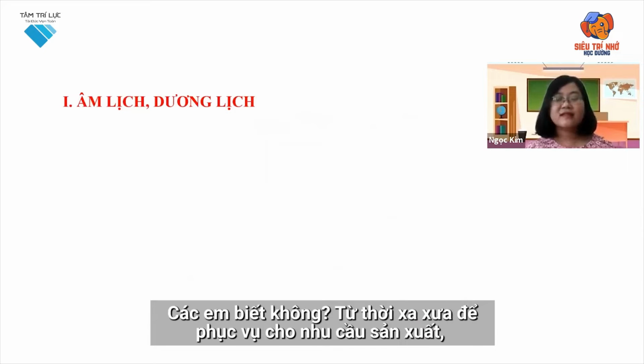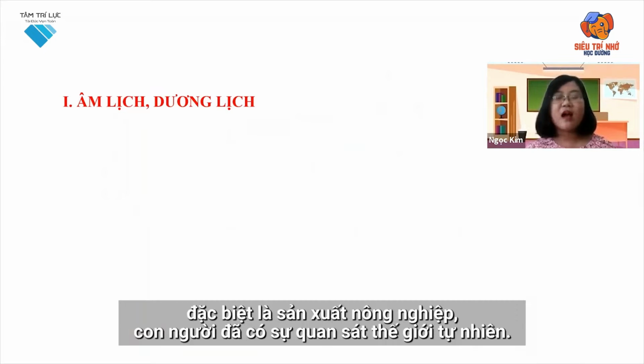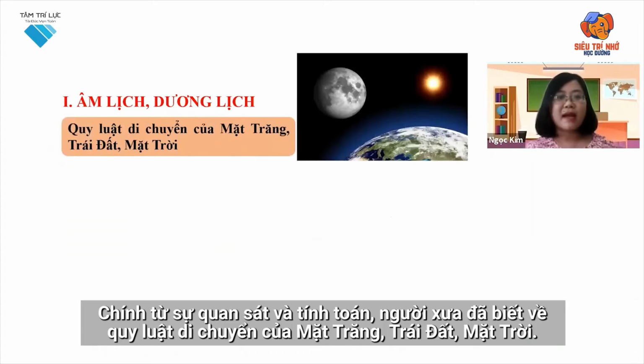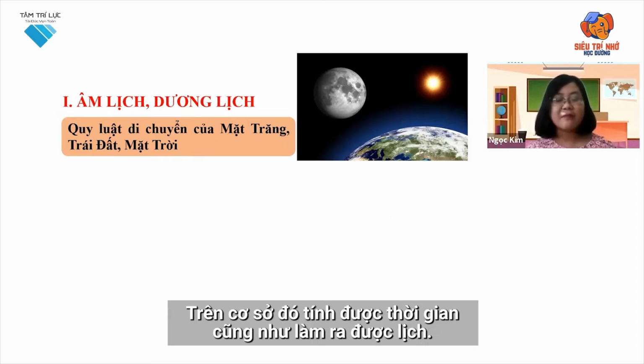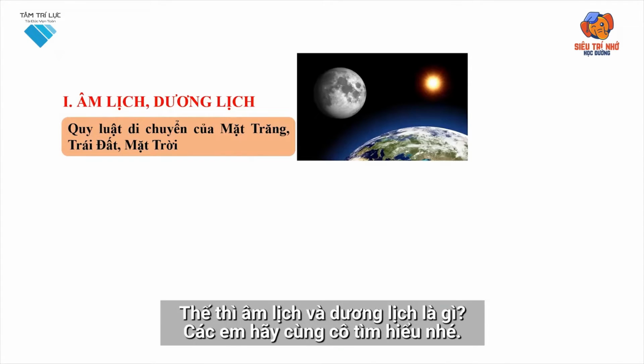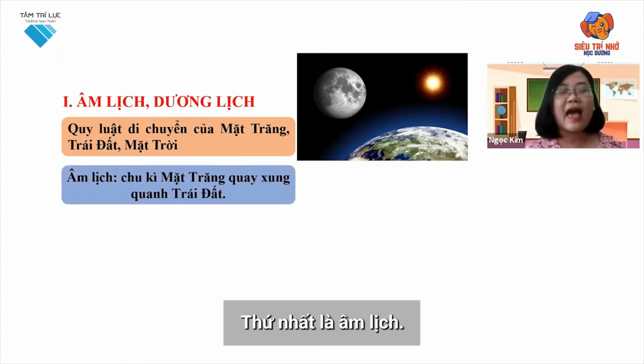Do you know that since ancient times, in order to meet the needs of production, especially agriculture production, people had to observe the natural world? It was from observation and calculation that the ancients knew about the laws of movement of the moon, the earth, and the sun. They based on that to calculate the time as well as make a calendar. About the calendars, there are two basic types of calendars in the world: lunar and solar calendars. So what are lunar and solar calendars? Let's find out.